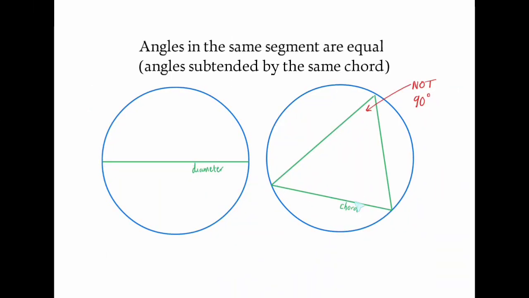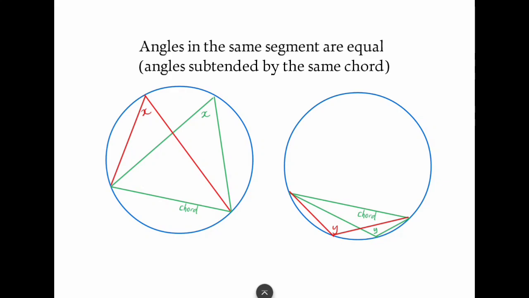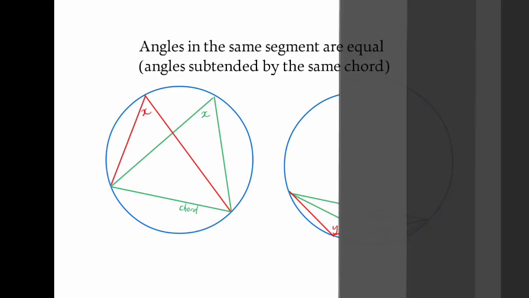If we instead look at a chord and bring the two ends up to the circumference, we do not make 90 degrees. Subtending a chord to any point on the circumference produces the same angle, provided that they are in the same segment. Two angles x are in the same segment, so they are equal. The two angles y are in a different segment, so they are equal, but not the same as x.